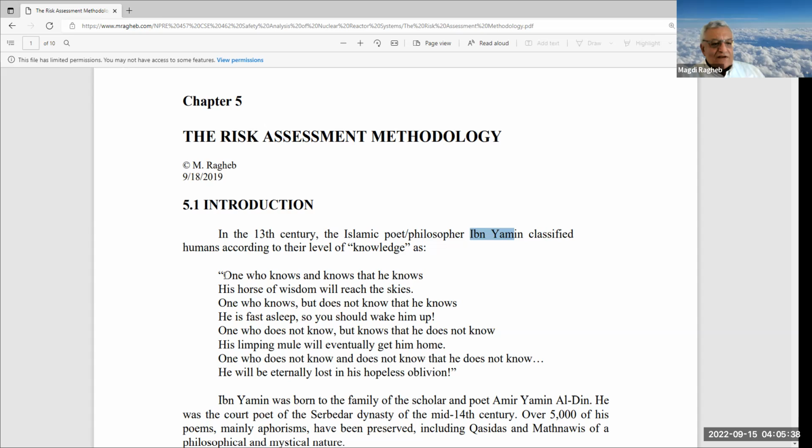So he classified humans as, quote, one who knows and knows what he knows, his horse of wisdom will reach the skies. One who knows but does not know what he knows, he is fast asleep, so you should wake him up. One who does not know but knows what he does not know, his limping mule will eventually get him home, because the mule knows where the stable is. And one who does not know and does not know what he does not know, he will be eternally lost in his hopeless oblivion. So hopefully we are all of the first category, because otherwise we are bound into oblivion according to the last category.